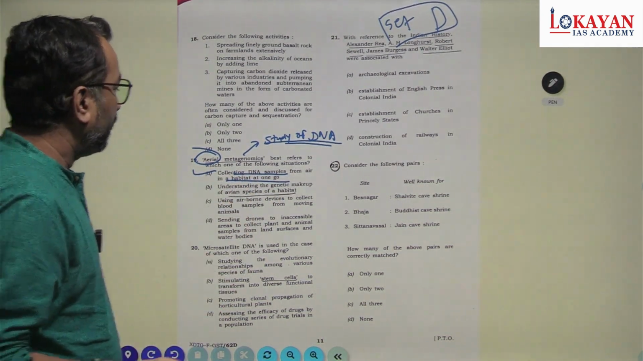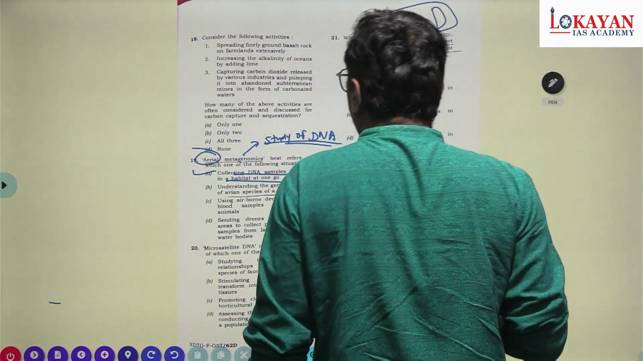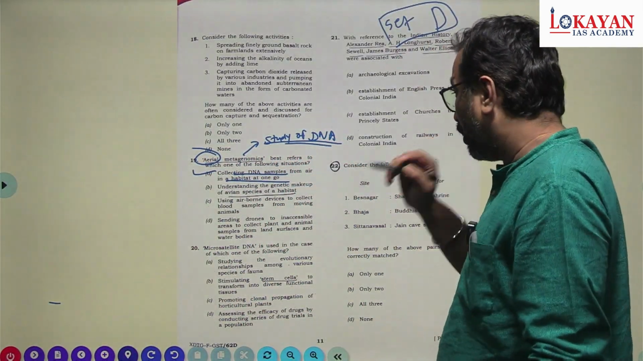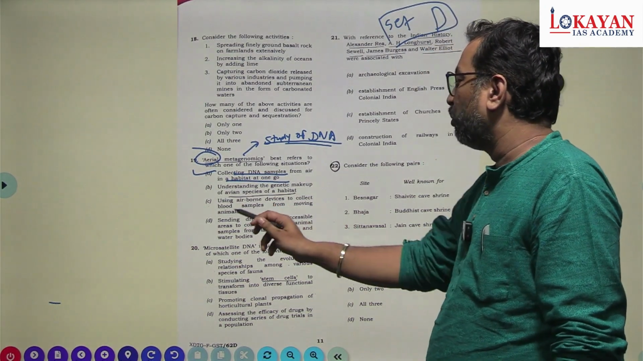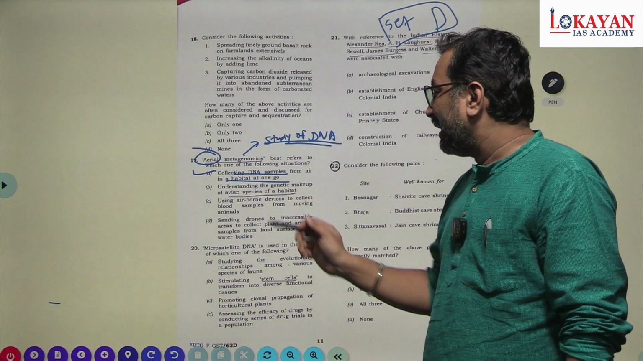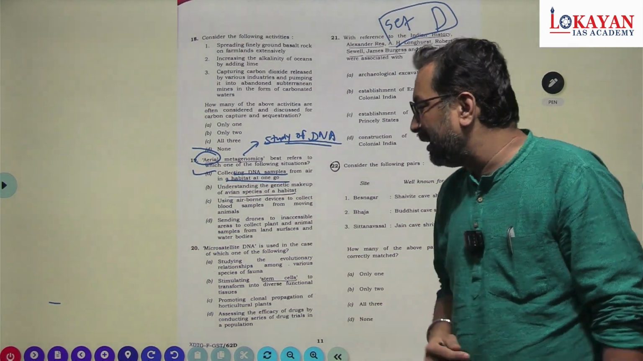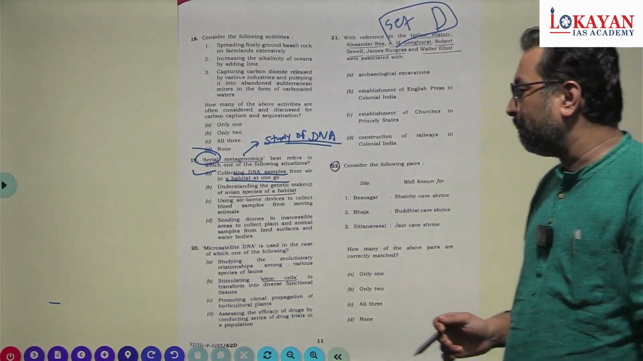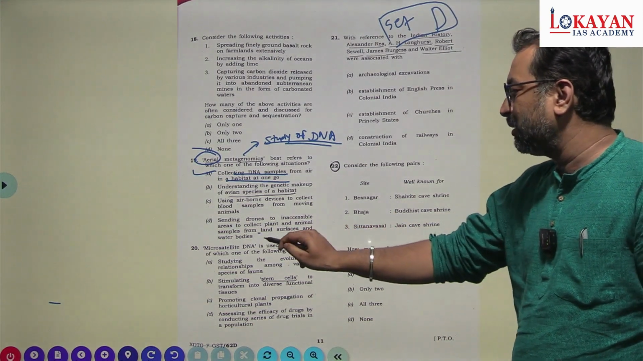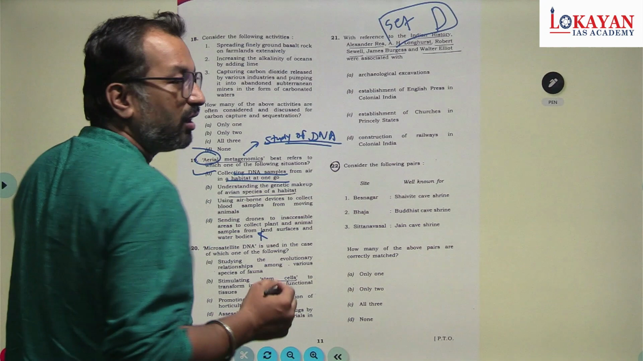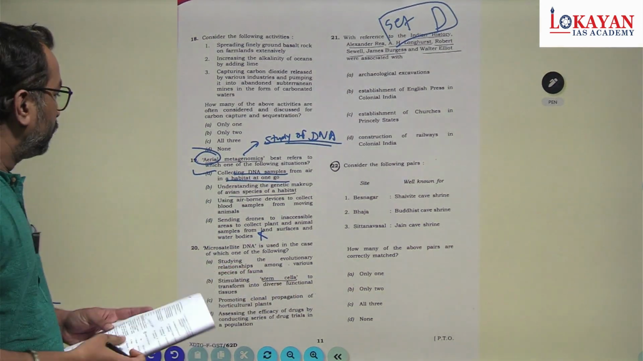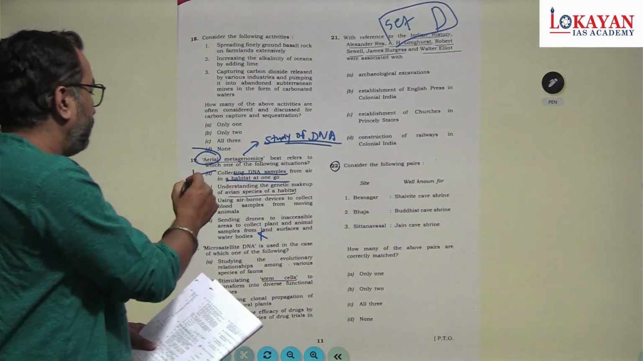All the other options are different. Understanding the genetic makeup of avian species of a habitat, using airborne devices to collect blood samples from moving animals? No. Sending drones to inaccessible areas to collect plant and animal samples from land surfaces and water bodies? No, because metagenomics is nothing but the study of DNA. So for aerial metagenomics, the answer will be option number A.